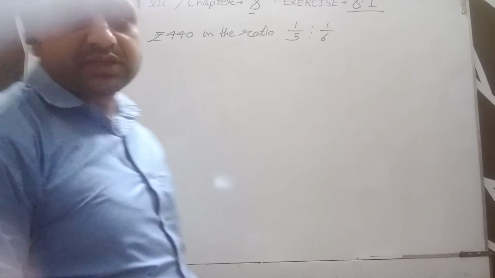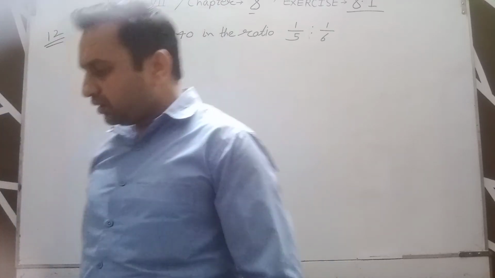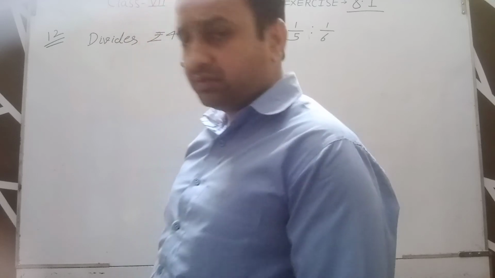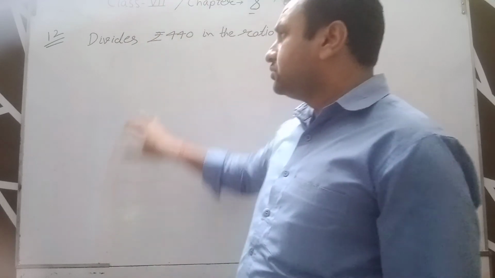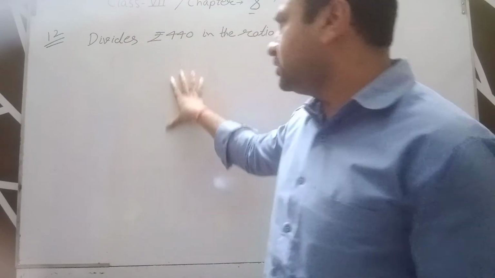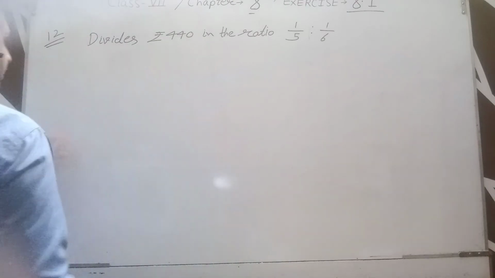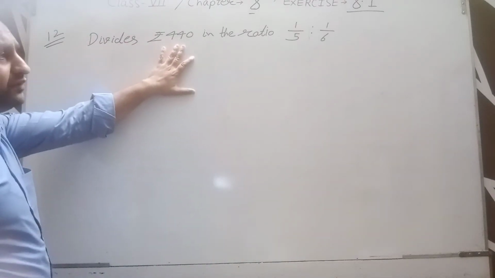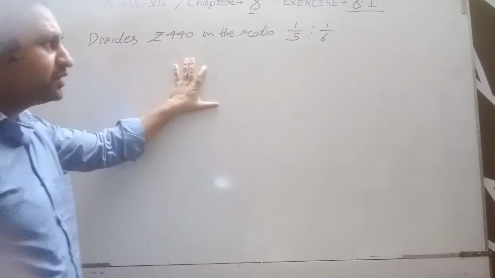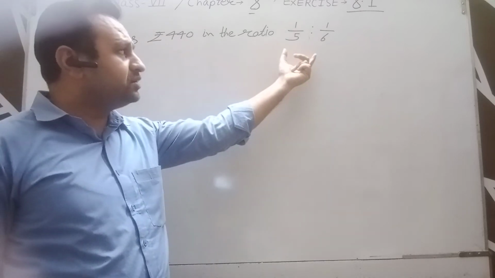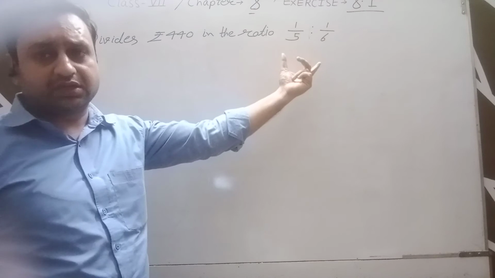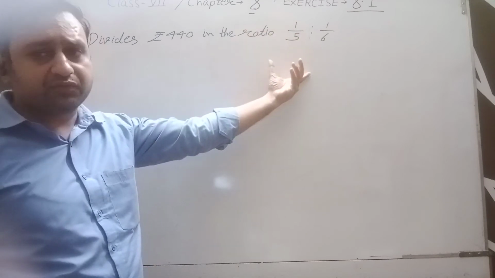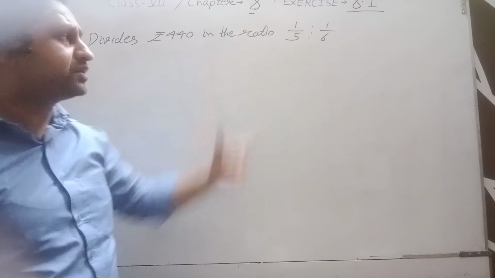Okay students, now discuss question number 11, question number 12 and question number 13. These three questions are the same, so we just note down question number 12. In question number 12, we have to divide rupees 440 in the ratio 1/5 : 1/6. So in this question the ratio is given in the form of fractions. So firstly we convert the ratio to the simplest form and after this we solve it.